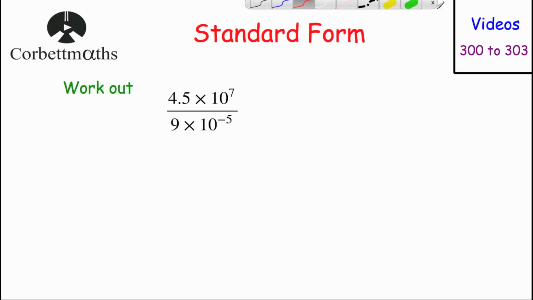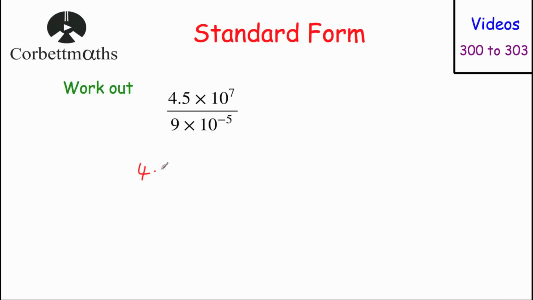So this time we've got a division question, and we've got 4.5 multiplied by 10 to the power of 7 divided by, or over, 9 times 10 to the power of negative 5. So we've got a large number divided by a very small number. And whenever we divide by a very small number, it's going to get even bigger. So let's have a look at this question and see what we do.